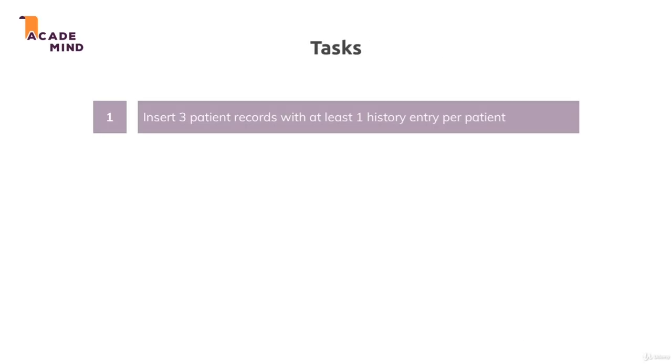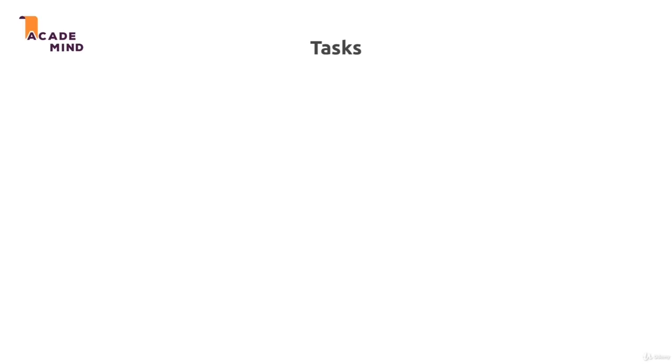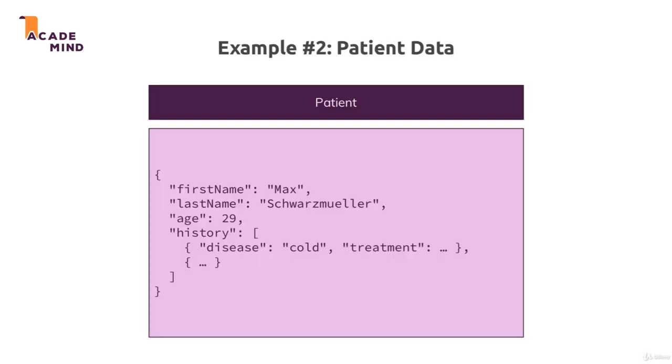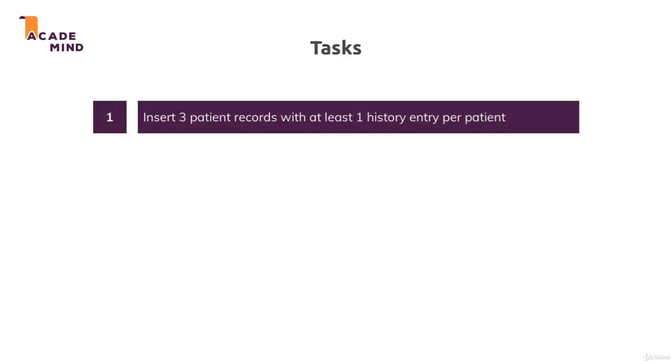The tasks for you are that you should insert 3 such patient records into a new database with a new collection with at least 1 history entry per patient. A history entry simply is that array in here. So simply make sure you have at least 1 nested document, disease, cold, treatment, whatever you want, in that history array. 3 patients with at least 1 history entry per patient in a new collection, in a new database. Once that is added, you can find it with the find command, see if that looks good.